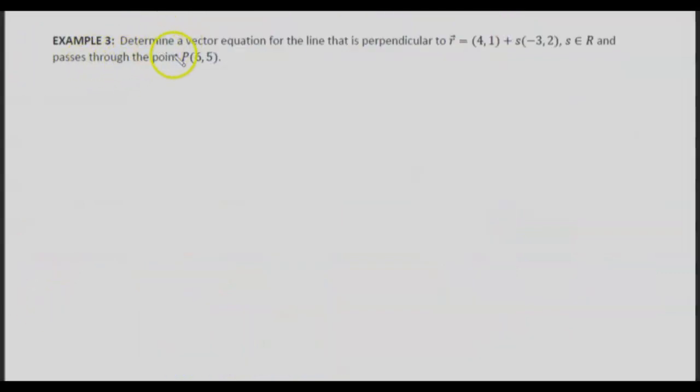Example 3, determine a vector equation for the line perpendicular to this line here, and passes through the point P (6, 5). So we have two pieces of information. When we talk about perpendicular, you're thinking slope, you're thinking direction vector. Then we're thinking point (6, 5).